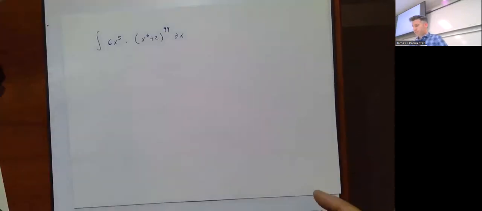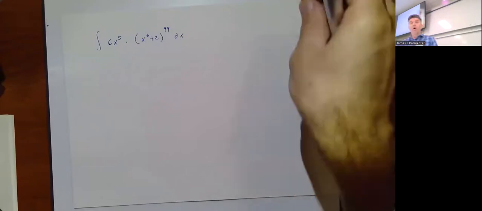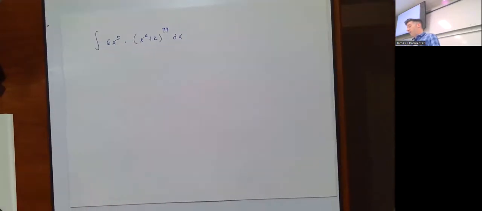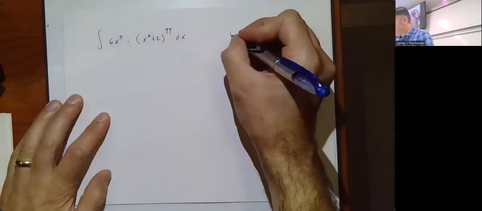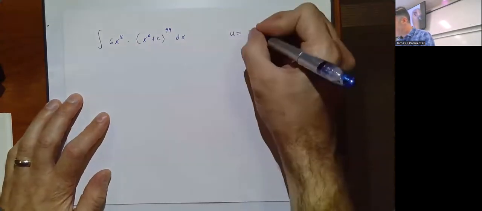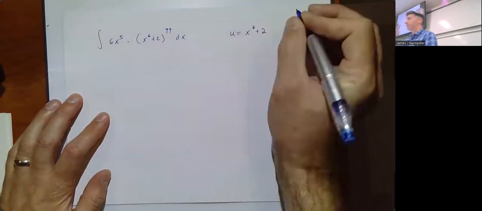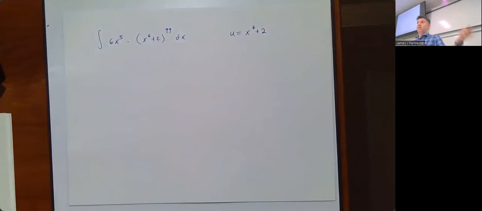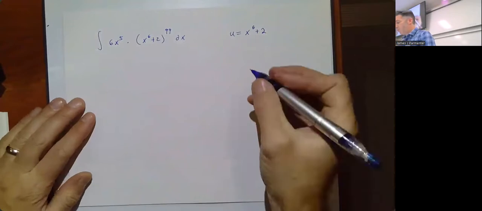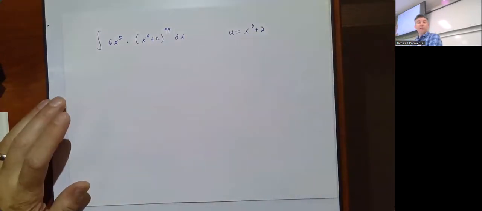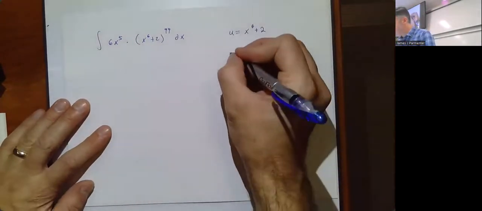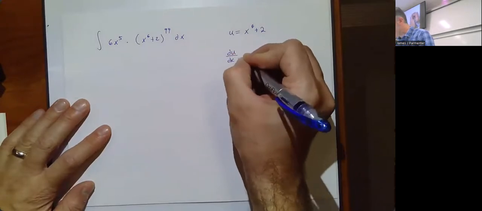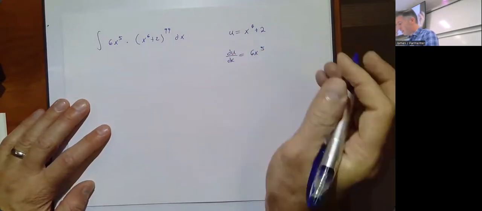So for this problem, we hopefully can all recognize that the best choice for u here is going to be x to the 6th plus 2, for all the reasons. It's stuck inside another function and its derivative is totally there. So we're going to find the derivative. So we're going to find du/dx equal to 6x to the fifth.